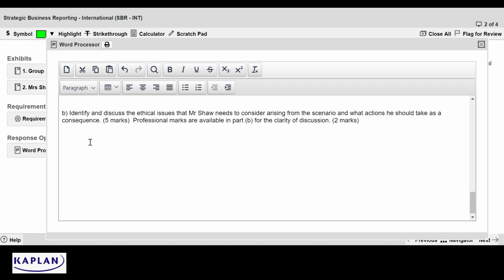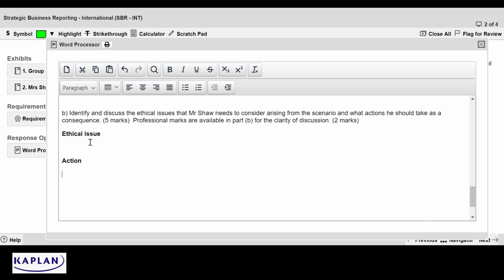Now, the final requirement here is the classic recurring ethical issues in an applied context. We've got to identify and discuss the ethical issues that Mr. Shaw needs to consider and what actions we suggest they take. Now, if we answer this properly, in a considered way, in a mature way, bringing everything together, we are going to earn those 2 professional marks. So how are we going to go about planning our answer? Our answer is in 2 parts. What's the ethical issue and what's the action?